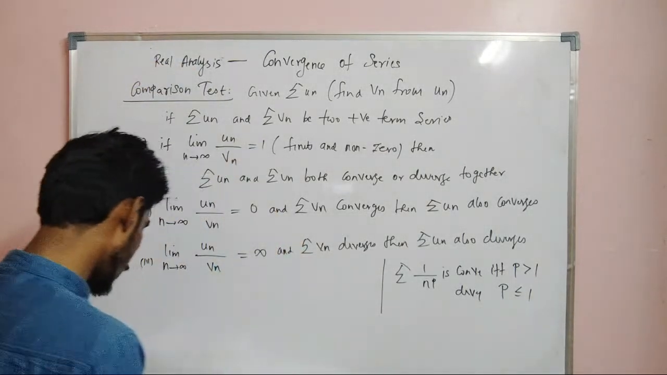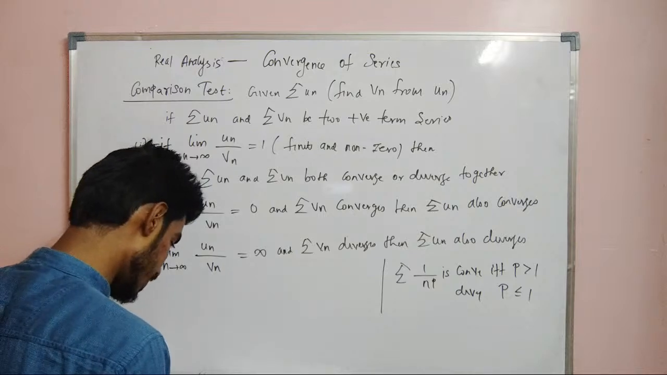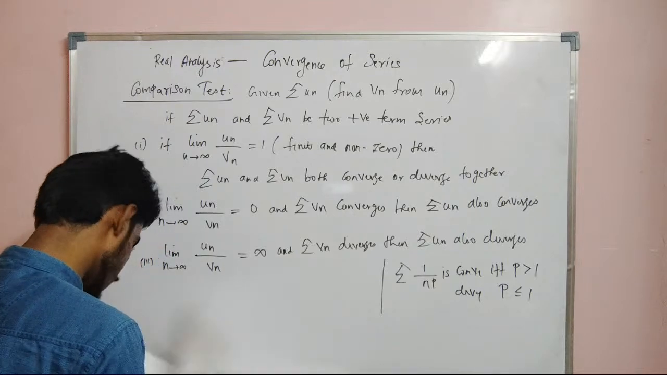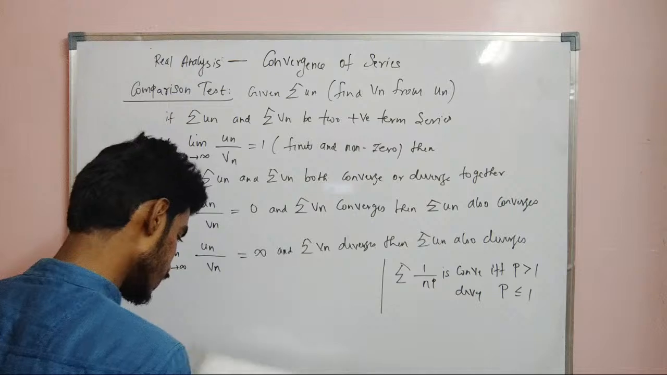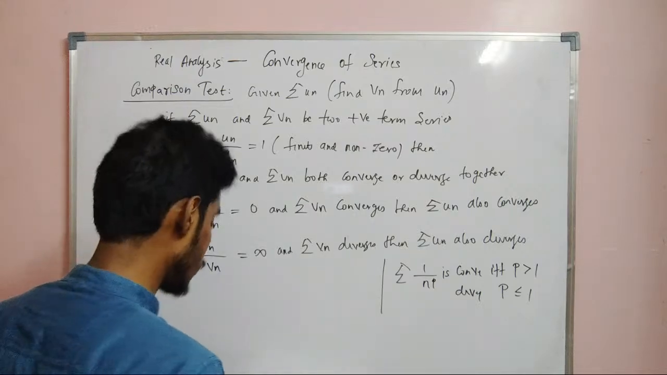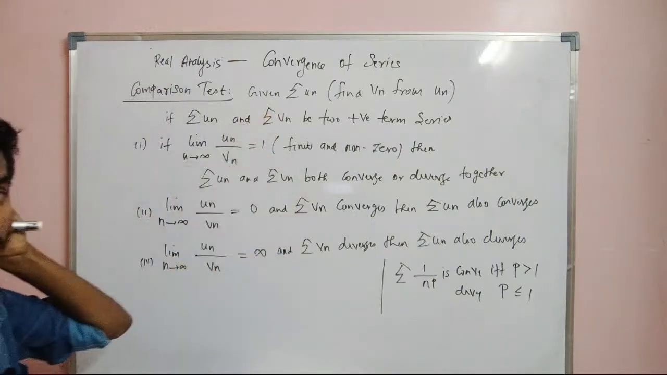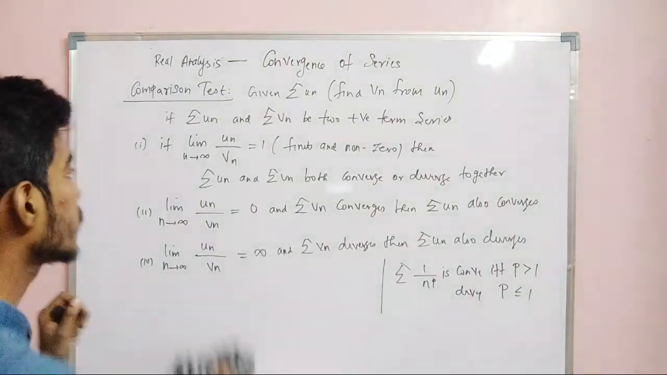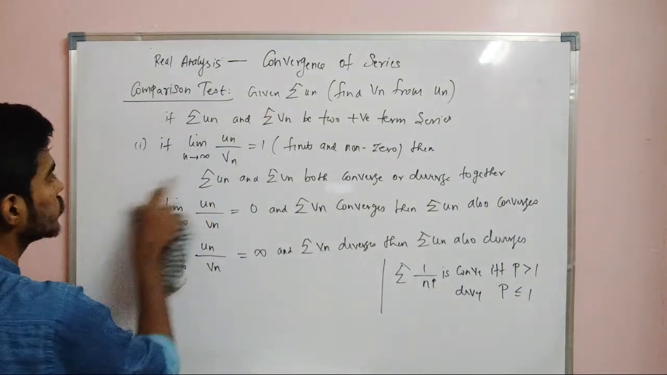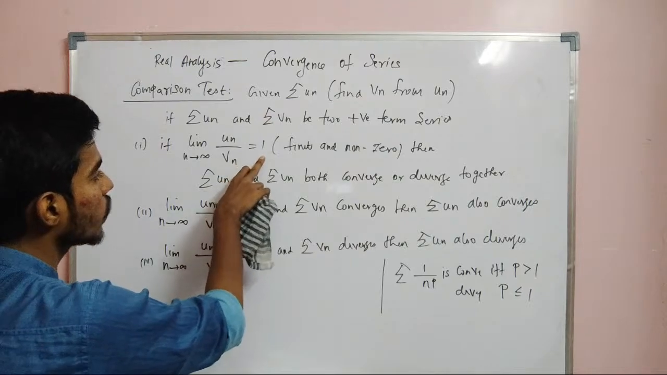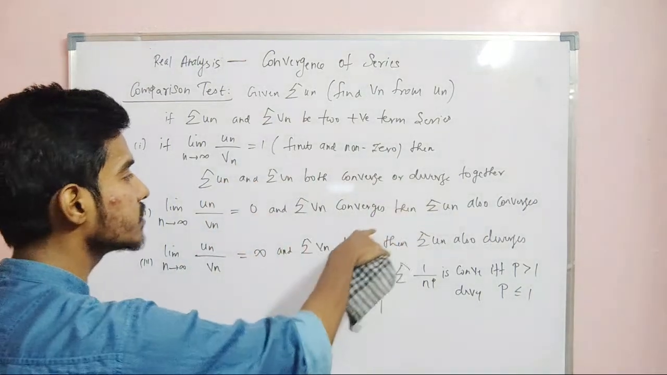Now we will work out some problems based on this comparison test. The important thing is, Un is a given series, we need to find Vn from Un, and you just make use of this result. If the limit is 1, both converge or diverge together.